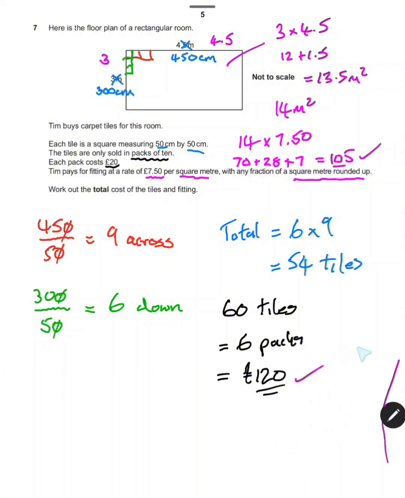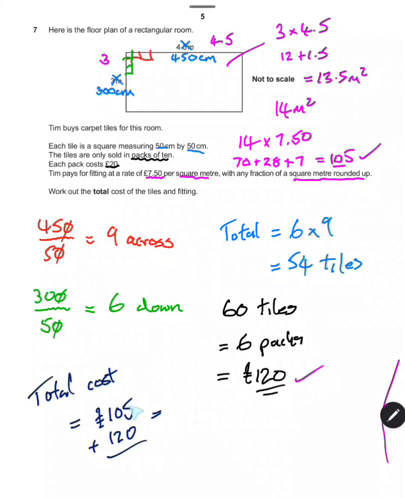Down here, we've got the cost of the tiles. Total cost is going to be 105 added onto 120, which equals 225.